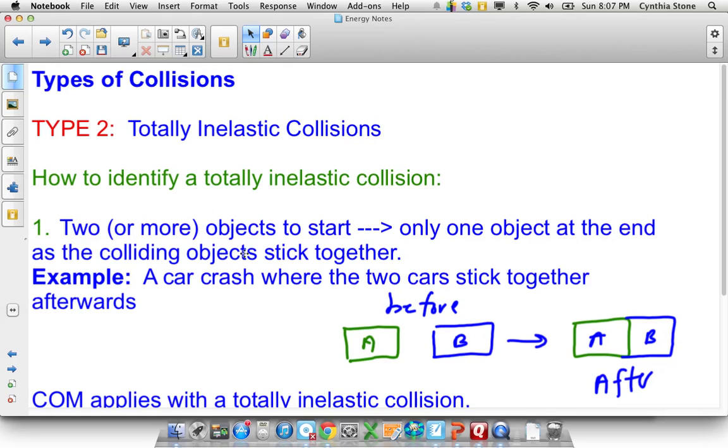Okay, type 2. A totally inelastic collision. So last was just inelastic. A totally inelastic, what that means is you have 2 or more, but usually 2 objects at the beginning, and they stick together. Okay? The example, and I'm sure I do an example of this, is like someone gets rear-ended and the 2 cars are stuck together after, or Mr. Resto had a wicked accident.